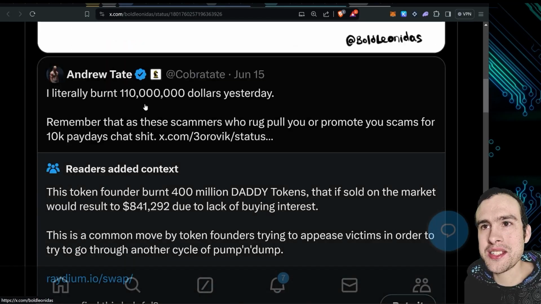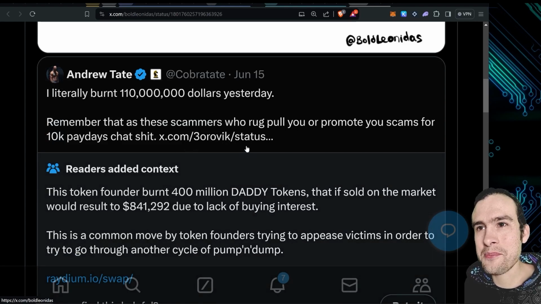So Andrew Tate, his coin, which is Daddy, I think. Yeah, I ain't touching this personally. I just don't like this guy's attitude. Obviously, he's trying to play that main character vibe or whatever, but I'm not really into this guy, so whatever, that's just me. But he said he literally burnt $110 million of his token yesterday.